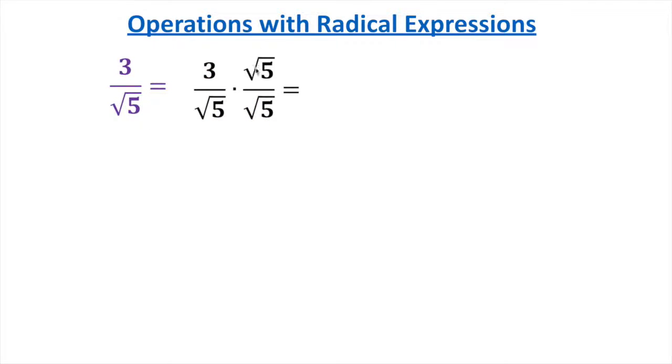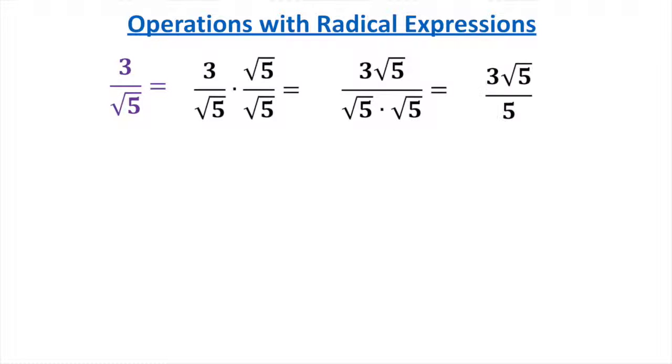So here's my original one. I just multiplied top and bottom by square root of 5. So 3 times the square root of 5 is 3 square root of 5. Square root of 5 times square root of 5 is square root of 25, which is 5. So this one's done. What I've basically done is taken this radical, gotten rid of it out from underneath the bottom, and moved it up to the top, essentially. But I did that by multiplying top and bottom by the square root of 5.